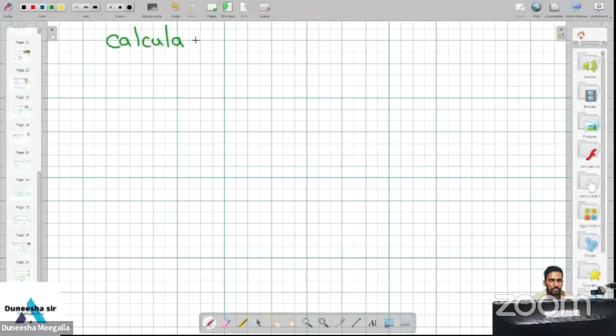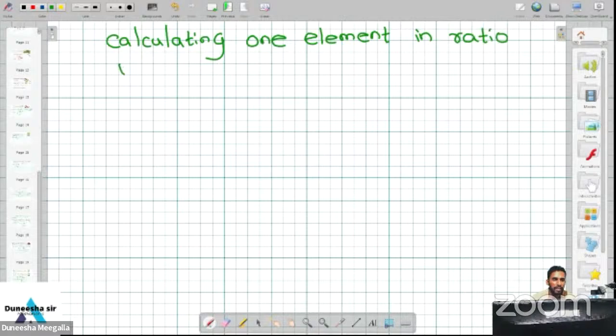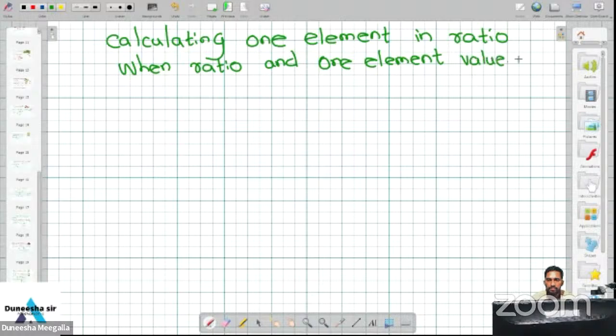Calculating 1 element in ratio when ratio and 1 element value is given.